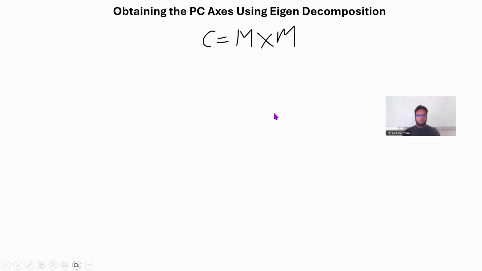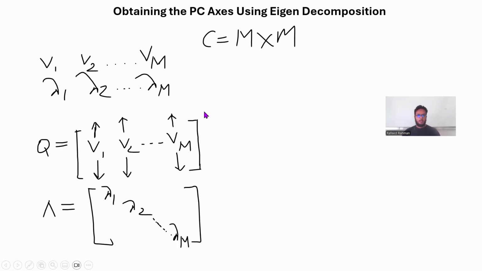So first of all, let's assume that C is our covariance matrix with m by m size. That means we have m features. So we are going to get v1 to vm eigenvectors and corresponding eigenvalues lambda1 to lambda m. Now we can arrange them into these two nice matrices. The Q matrix has all the eigenvectors, or the PC axes, in its columns, and this lambda matrix has all the eigenvalues in its diagonals.